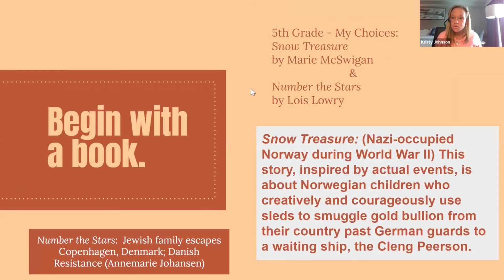Another book that I use is Snow Treasure. Snow Treasure is a book about the resistance in Norway. And these are young children's books. This isn't the heavy stuff, really. This is how the children get on sleds, and this is fiction, just like Number the Stars. They get on sleds and they actually take all the gold bullion and relocate it to a boat. I don't remember specifically because it's been a couple of years, but I think they blow the boat up in the end, or maybe they take it away. I don't remember, but it is really a phenomenal book for children just to start the conversation.